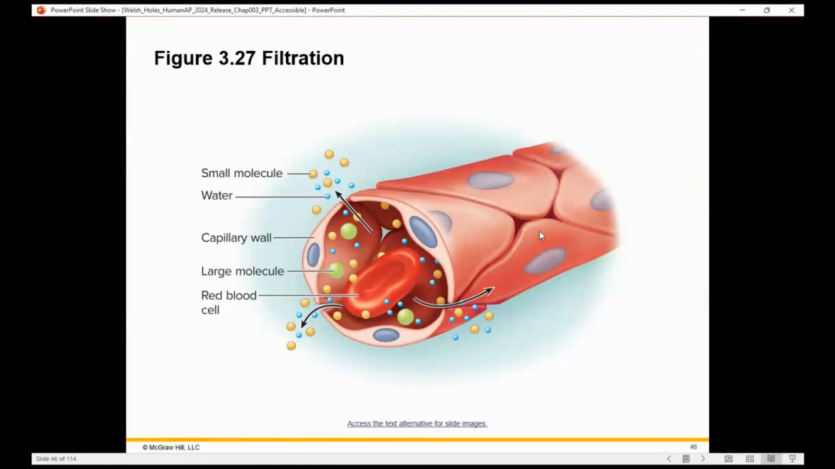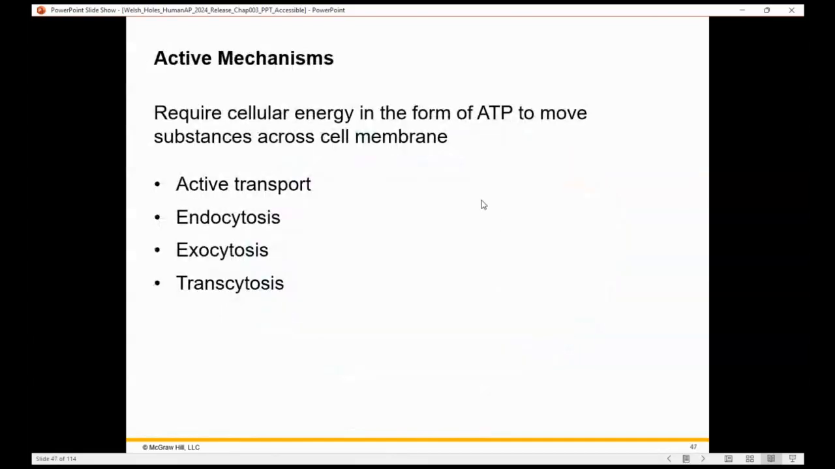Okay, so this shows a capillary. And notice that some things can get out through the pore spaces, smaller molecules. Larger molecules, though, cannot move out, so they are filtered. Okay, so those were passive processes.